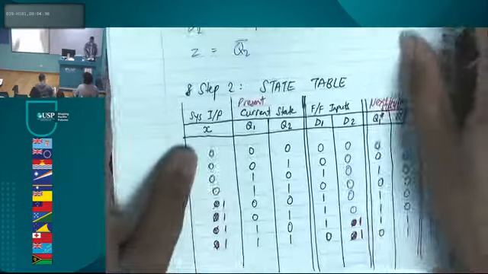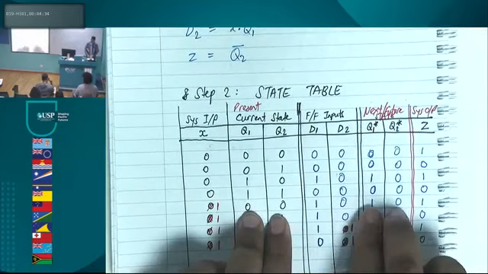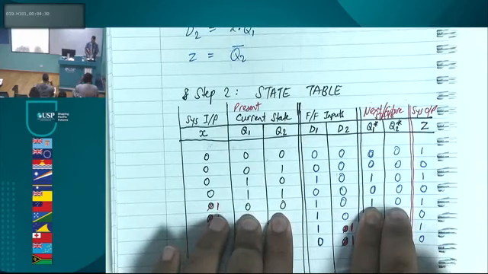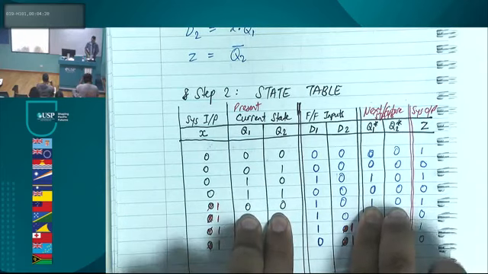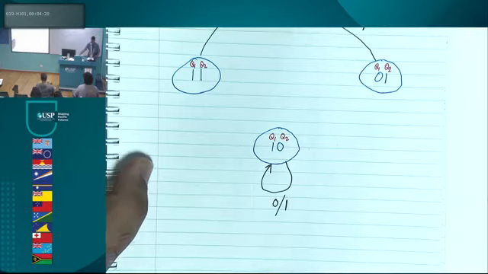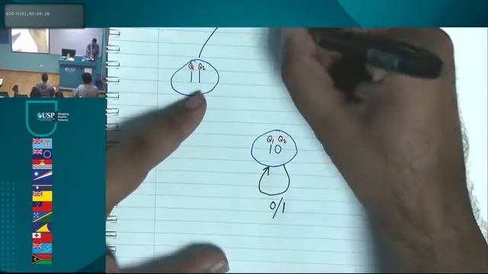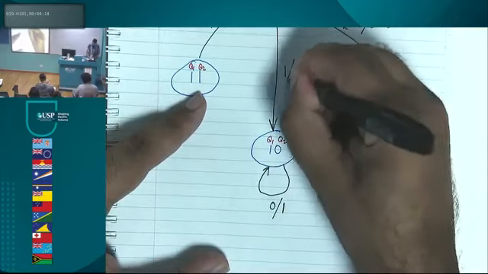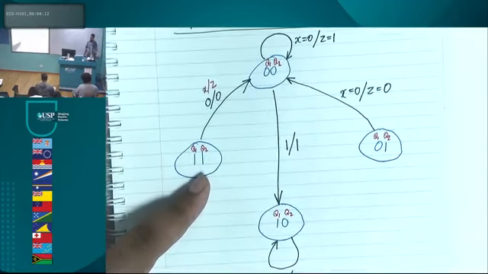4 more to go. 0, 0 becomes 1, 0 if the input is 1, and the output becomes 1. 0, 0 becomes a 1, 0. Input is 1, output is 1. Where is that, guys? There we go.